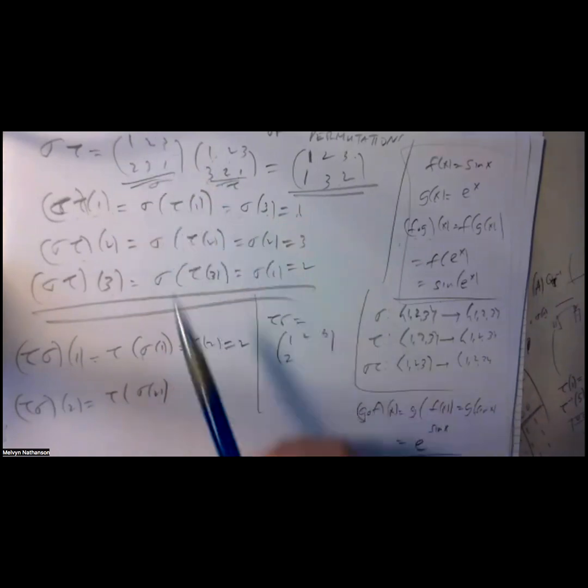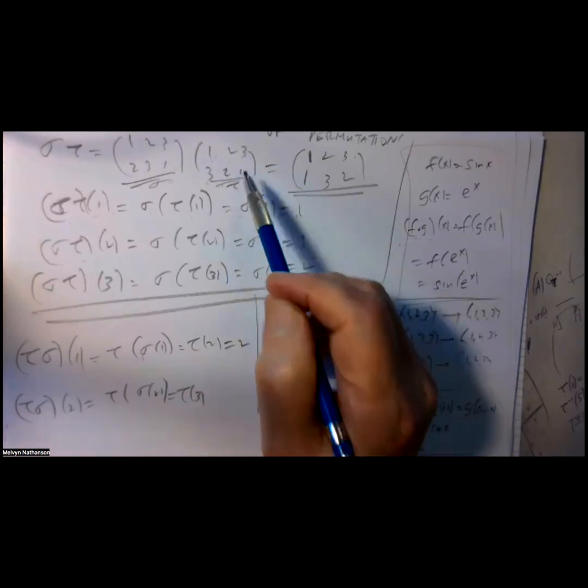Sigma of 2 is 3. So this is tau of 3. Tau of 3 is 1. So tau sigma of 2 is 1. 2 goes to 1.